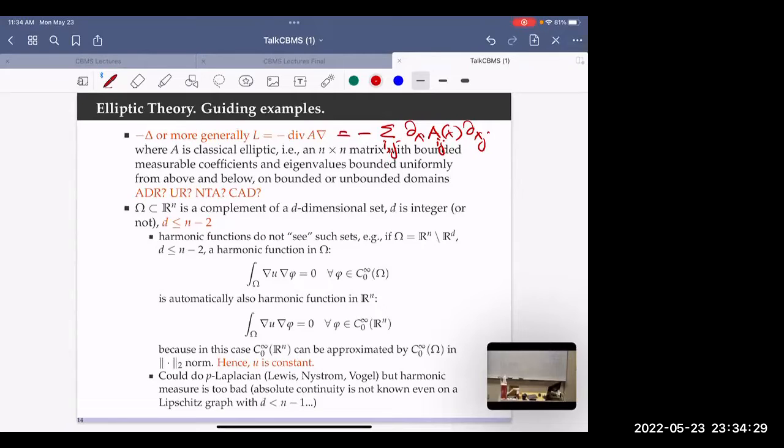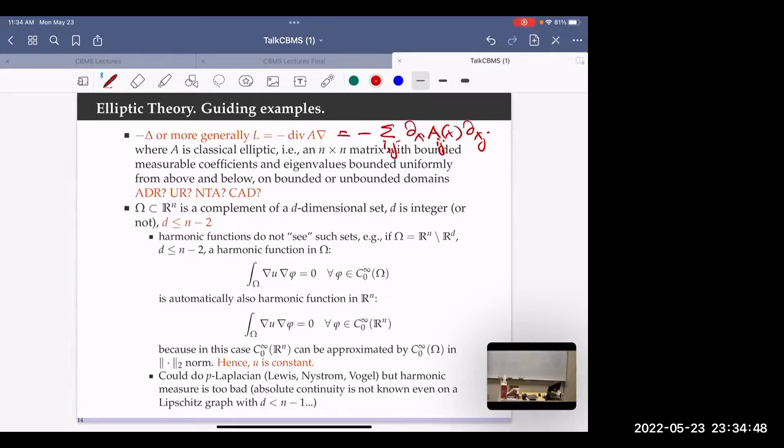So you cannot possibly talk about the harmonic measure of functions in this way. If you like to think about them probabilistically, we'll be discussing this: Brownian travelers do not see lower dimensional sets. So you're basically going to ignore a set with lower dimensions. So you have to do something about this.